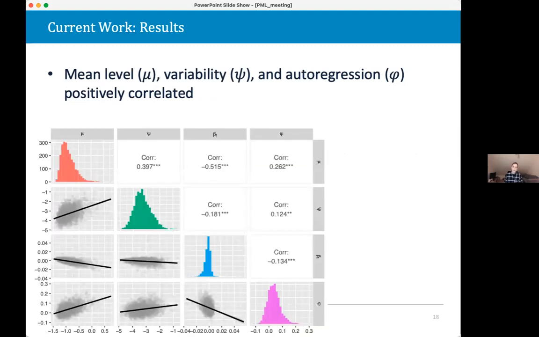Mean, variability, and autoregression are all positively correlated. So that's this cell, and then these two cells. And then they're all negatively correlated with the trend in these data.